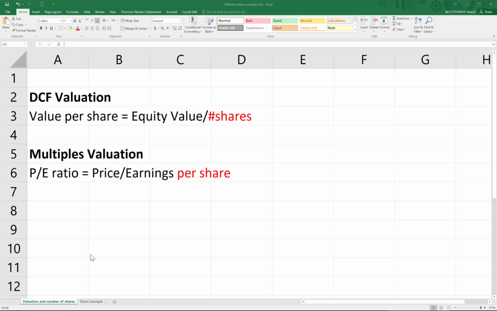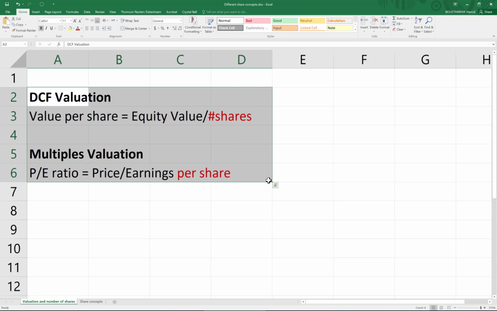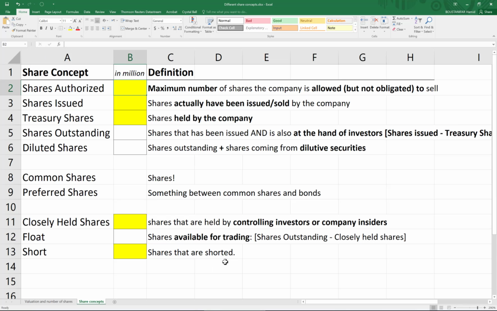Okay, so before we start, let's again highlight why we need the number of shares in our valuation. For example, when you do a DCF valuation, you first compute the equity value and then you need to divide it by the number of shares to get the value per share. Also, when you do a multiples valuation, you, for example, use the PE ratio. What is the PE ratio? It is the price over earnings per share, and therefore you need to know which concept of shares you need to use to be able to compute the earnings per share. Okay, so that's why in whatever type of valuation you do, the number of shares that you are going to be using is going to be an important driver of your outcome. Now let's go to all the definitions and concepts of shares.